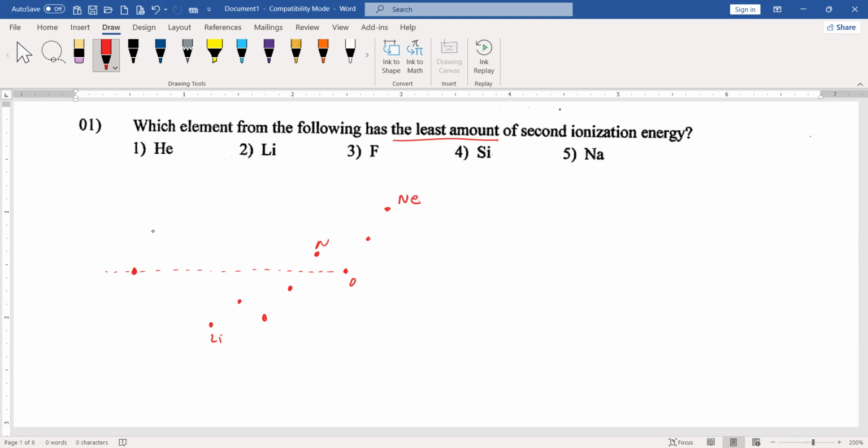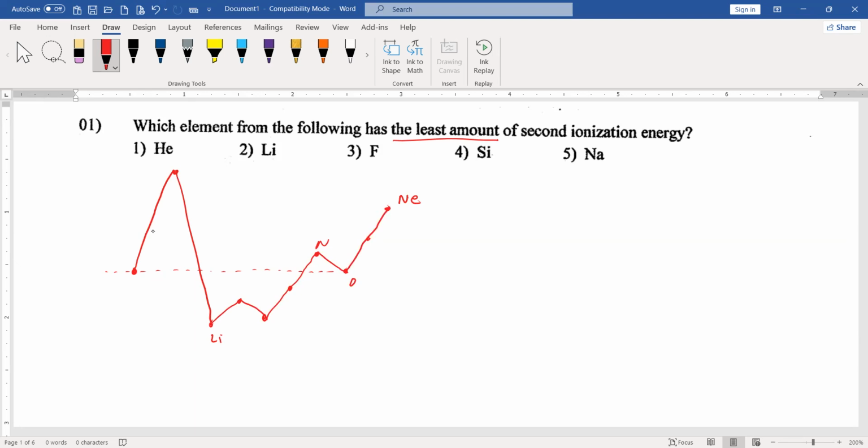Then helium as the highest. So you will get this kind of a graph if you connect all these points like this. Lithium. We call that characteristic zigzag variation.